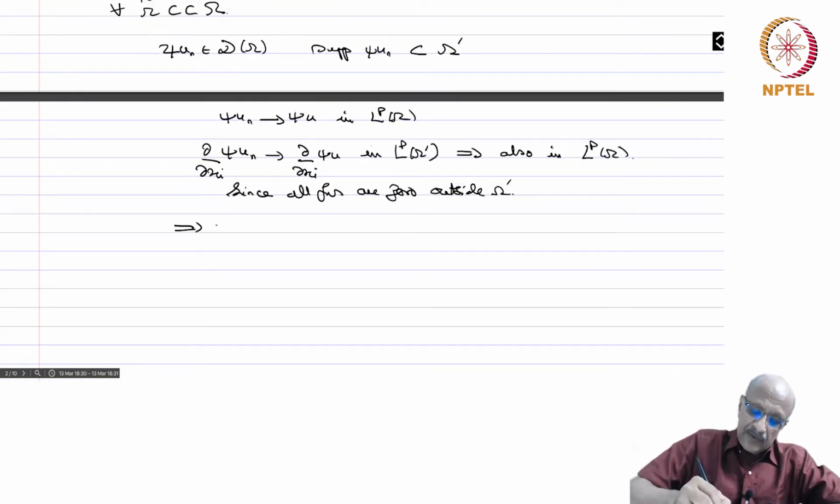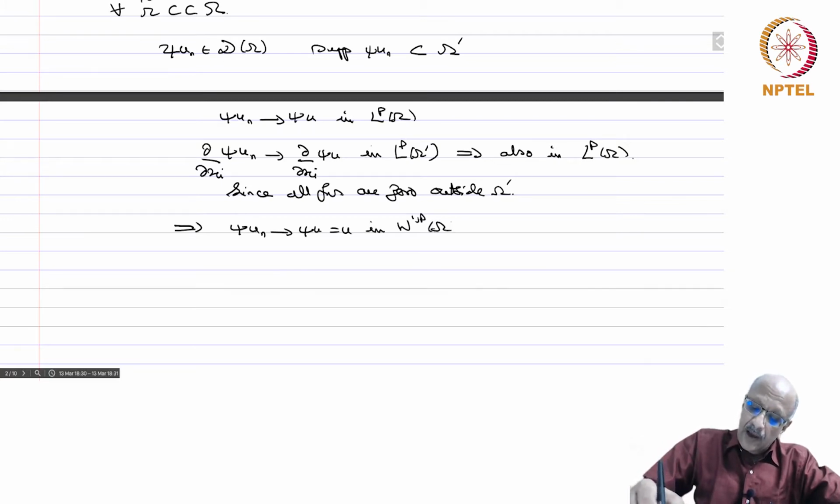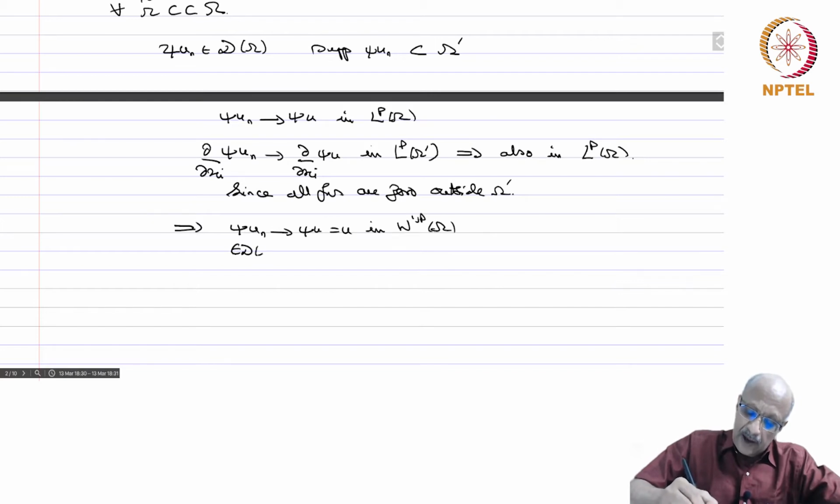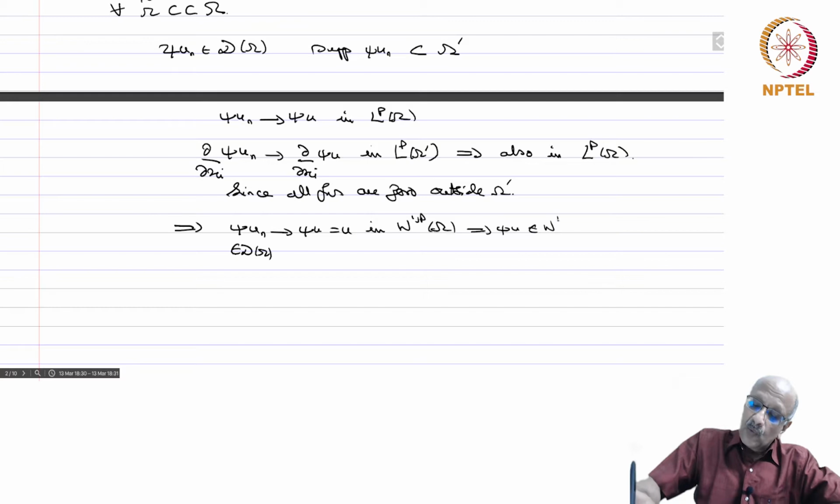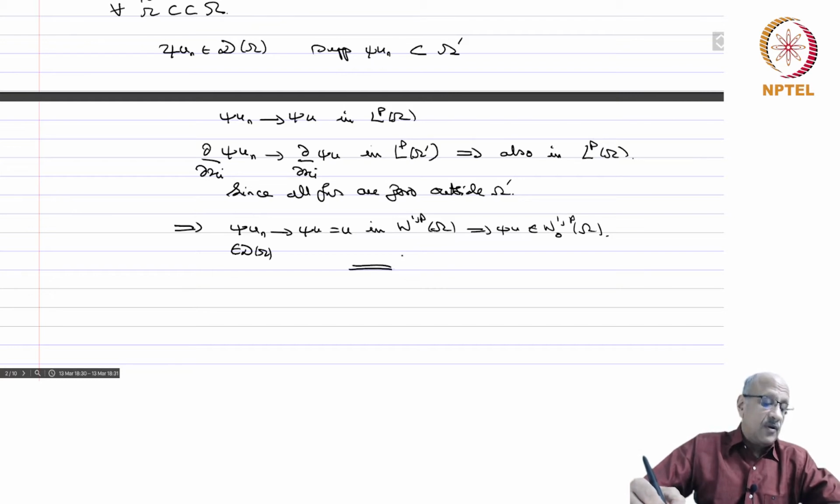Okay. So then this implies that psi u_n goes to psi u, which is equal to u, in W^{1,p}(Omega), and psi u_n belongs to D(Omega). So this implies that u belongs to W_0^{1,p}(Omega). Okay, so that completes the proof of this result.